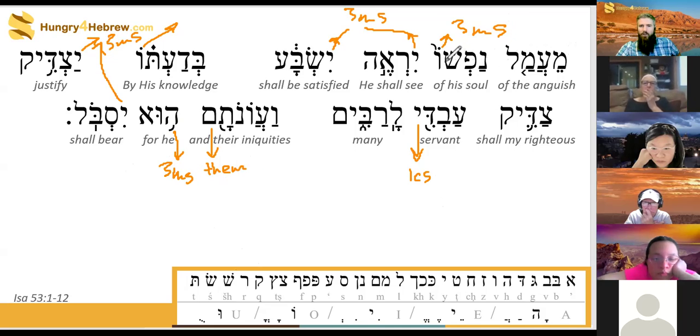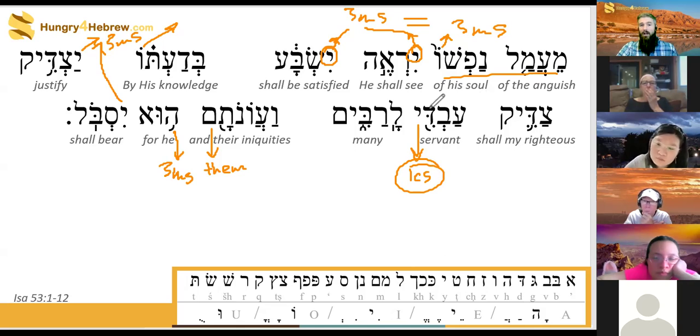Me'amal nafsho. Well, we were just talking about someone whose soul it was. So from the anguish of his soul, he shall see and be satisfied. So are these the same 3ms? Or is it Yod He Vav He who will see and be satisfied from the anguish of Messiah, his soul, the anguish of his soul? So we might have two 3MSs, but then what do we do with the 1CS?